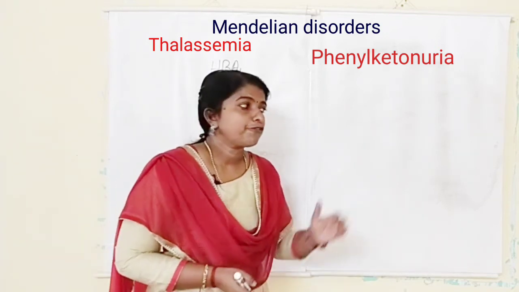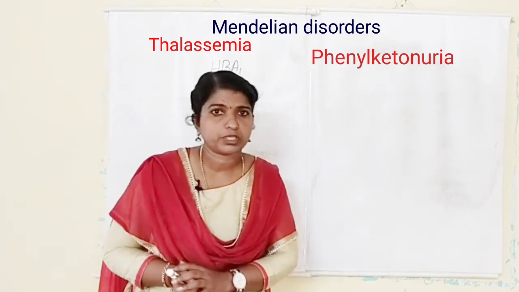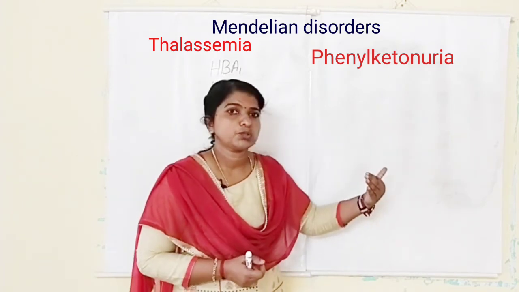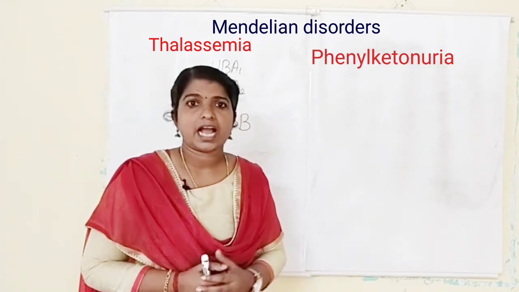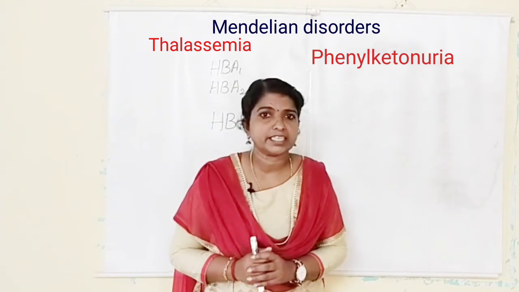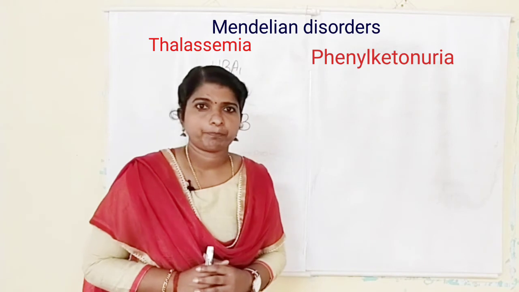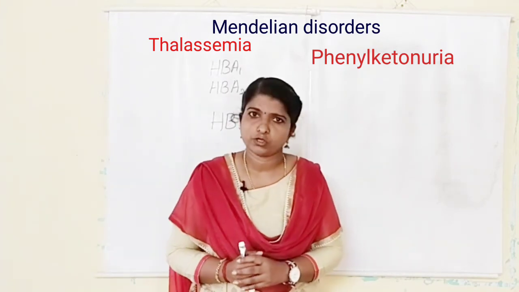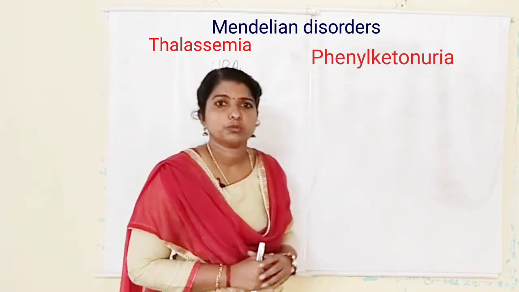As a result, phenylalanine cannot be converted into tyrosine. So this phenylalanine changes into another form, that is phenylpyruvic acid and its derivatives. These things get accumulated in the brain and that causes mental retardation. And sometimes it is eliminated out through urine also. Okay, that is the case of phenylketonuria.